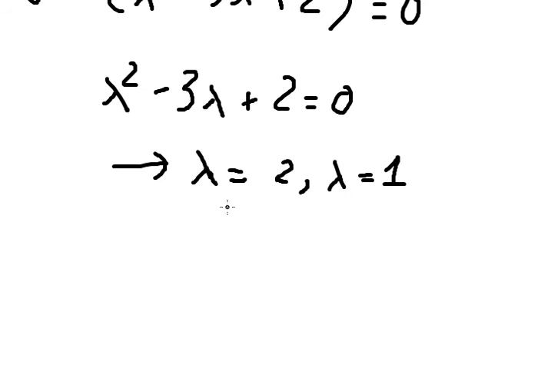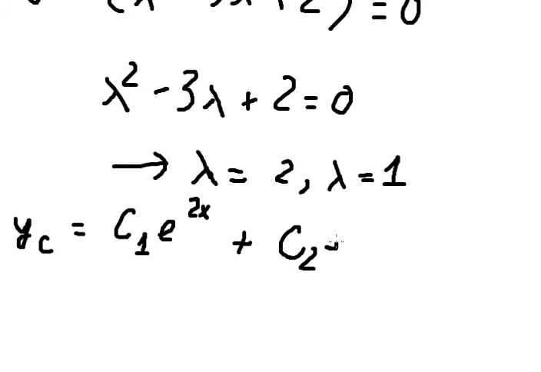After we have this, I will have yc equals c1, which is constant number 1, times e to the power of 2s. So we change lambda into 2, and we have c2 e to the power of lambda s. We change lambda into 1, so we have s in here.